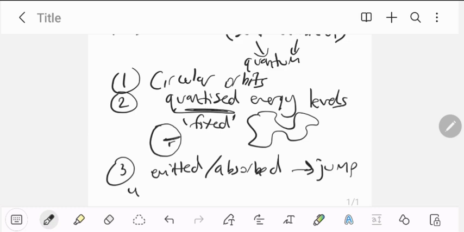And the fourth postulate. Sometimes it's written as three postulates, because the first postulate is assumed, or sometimes it's written as four postulates. I'm just going to write the four postulates here. The fourth postulate is that angular momentum is quantized. Angular momentum, typically written as L, is mvr, and that's n h bar.